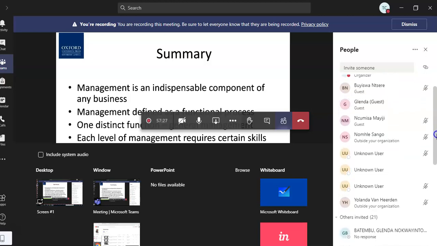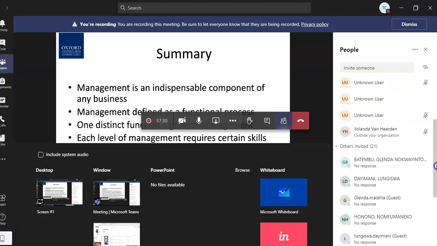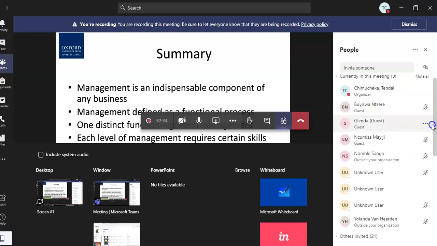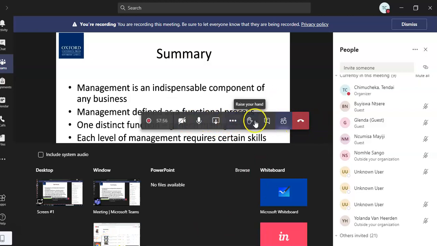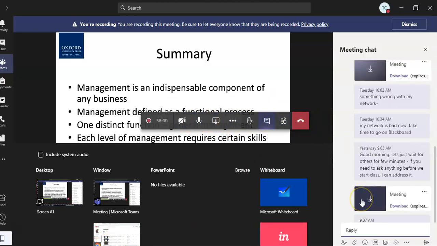Attendance register, for some, I can see the names of people who have attended. But I have a problem with 3 people that I'm not able to really know who they are. They are just written as unknown user. So maybe in the chat box, before you leave, just put in your name, so that I will know who was in the session, especially those that didn't log in with their student accounts. Okay, so you can put it in the chat box.